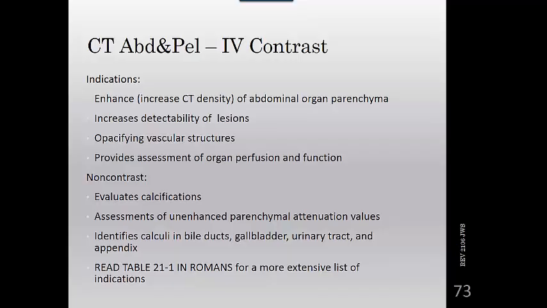Non-contrast studies evaluate calcifications. They can be used for measurement of unenhanced parenchymal attenuation values. They can identify calculi in the bile ducts, gallbladder, urinary tract, and the appendix. And I would just direct you to read Table 21.1 in Romans for a more extensive list of indications for CT.